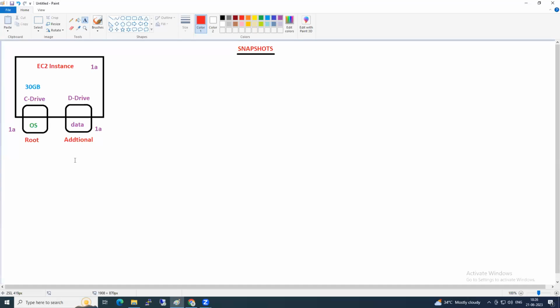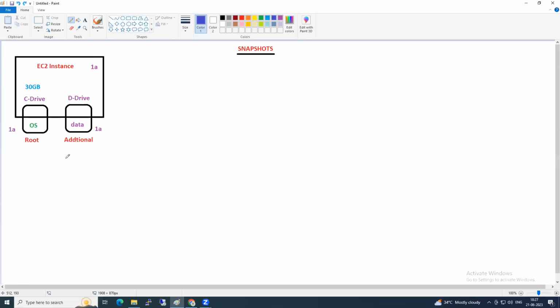So basically, if I want to take the backup of the volume, I don't want to take the whole machine backup, guys. I'm not talking about the whole machine backup. I'm talking about only volume backup. Doesn't matter whether it is a root volume or additional volume. What is that backup of the volume called? Snapshot.